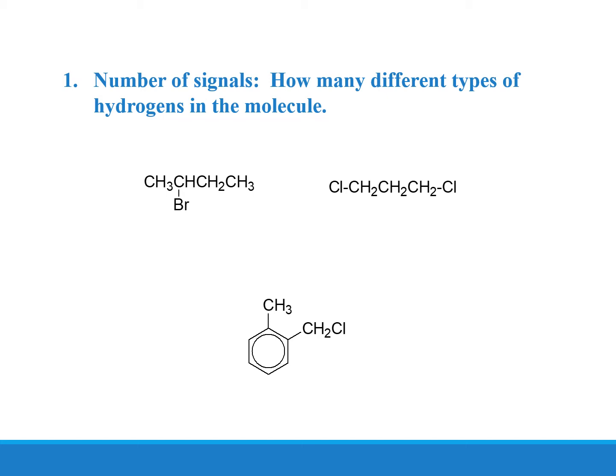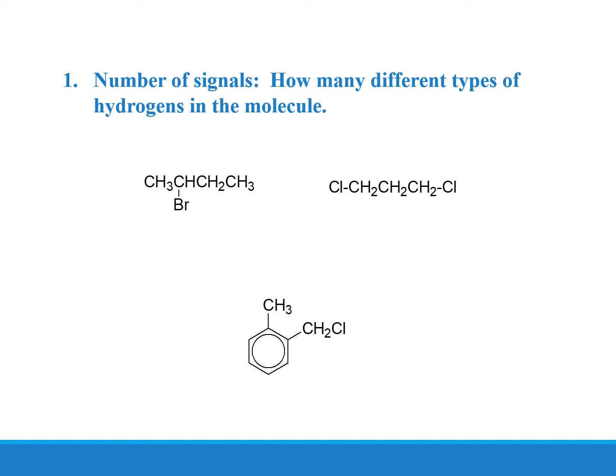In the second structure, you can see that the middle methylene hydrogens are equidistant from both the chlorines, and they will have their own peak, whereas the methylene groups between the methyl and chlorine are not equidistant from both the chlorine atoms in the structure. Therefore, for this one, you will have 2 peaks.